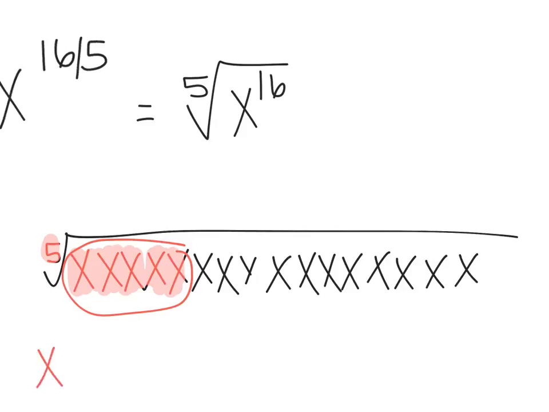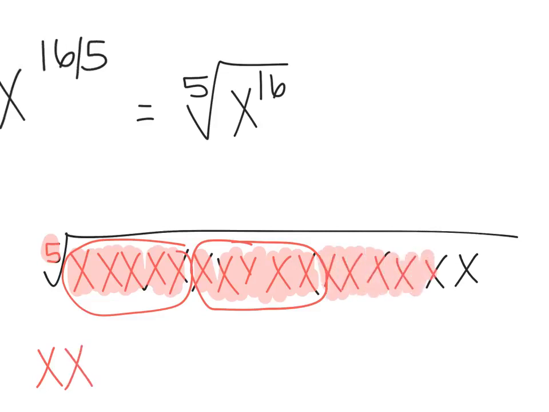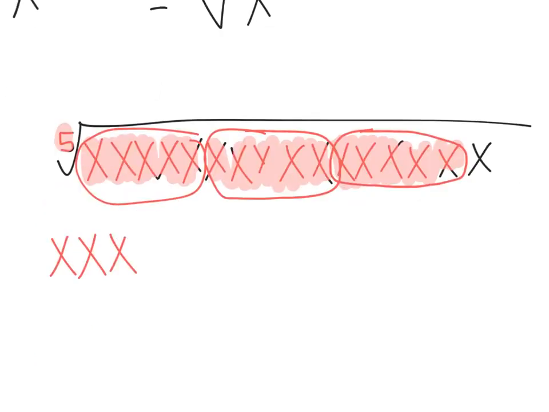That means I can take it outside. It can go in front. And then I can repeat that. 1, 2, 3, 4, 5. This is what we're doing when we are dividing. There's another group of 5. 1, 2, 3, 4, 5. There's another group of 5. So how many groups of 5 did we end up with? 3. And that's the same thing.